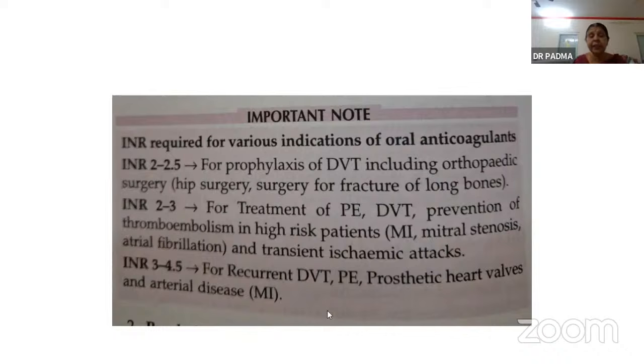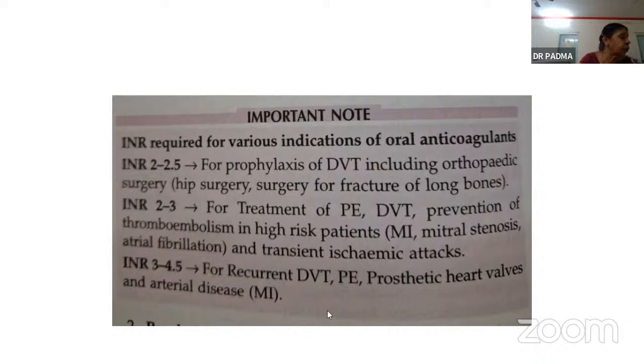prophylaxis of DVT, including orthopedic surgeries, and INR 2.2 to 3 for treatment, whereas the former is for prophylaxis to prevent. Here it is for treatment of pulmonary embolism, then DVT, prevention of thromboembolism in high risk patients, that is in MI, mitral stenosis and atrial fibrillation, and TIA, and INR 3 to 4.5 for recurrent DVT, pulmonary embolism, prosthetic heart valves, as well as arterial diseases. So these are the ones you have to note.